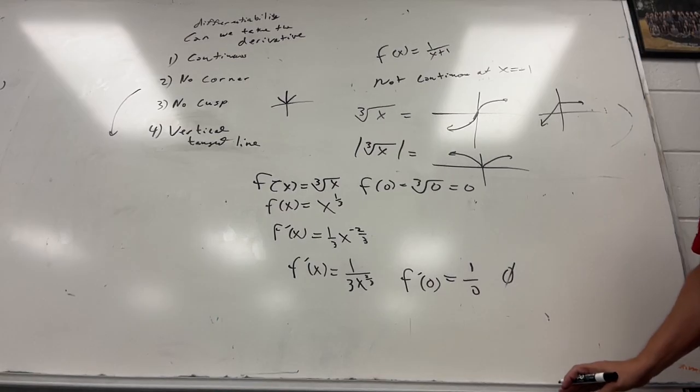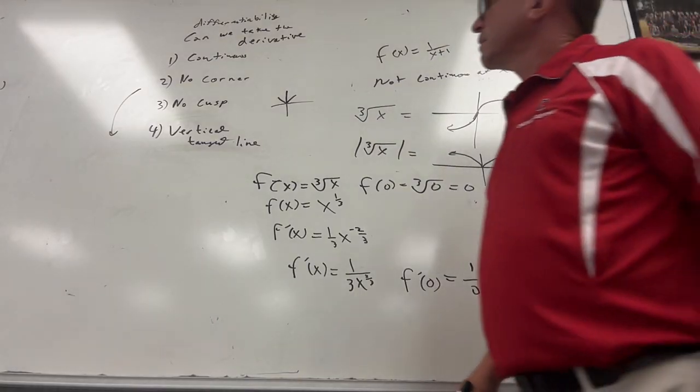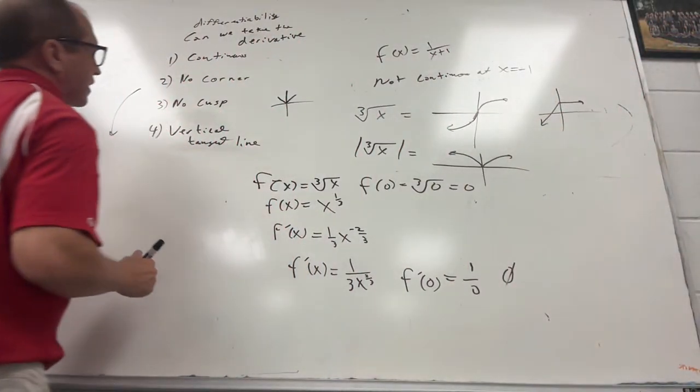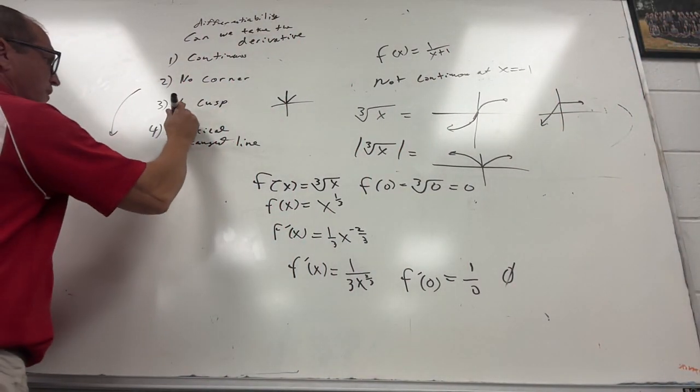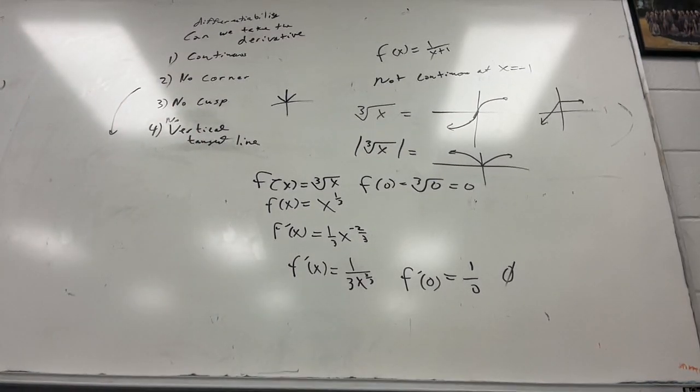That makes sense. So there should not be a vertical tangent line. The function has to be continuous. You can have no corner, no cusp, or no vertical tangent line. Okay, that's why I was confused. Go ahead, William.